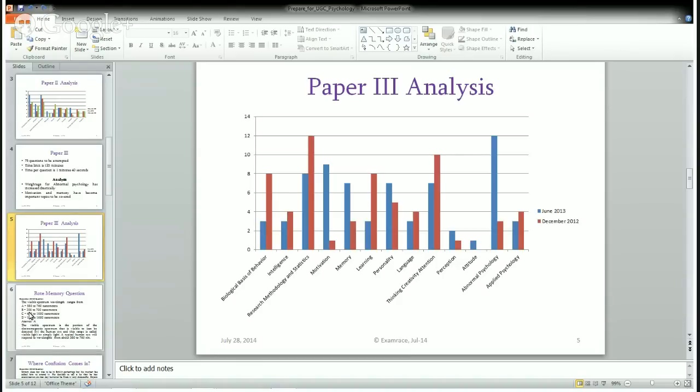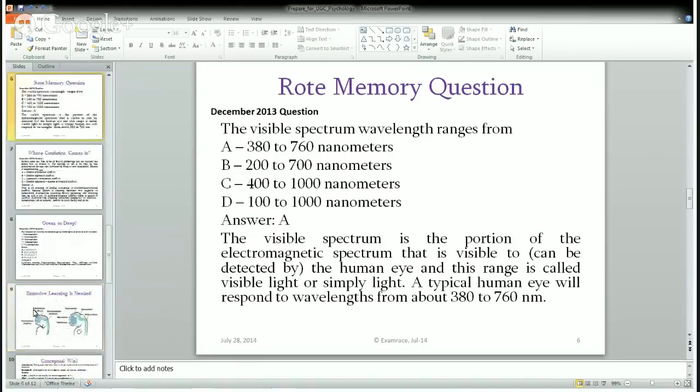Now, let's analyze the type of questions that are asked. We are picking up questions from the December 2013 examination. The first type of question is based on rote memory. The visible spectrum wavelength ranges from... this is a question you must know. The answer is A, 380 to 760 nanometers. This is a direct question about the typical human eye response to this wavelength, visible under simple natural light. This is a question based on clear learning. You do not have to apply any concept.